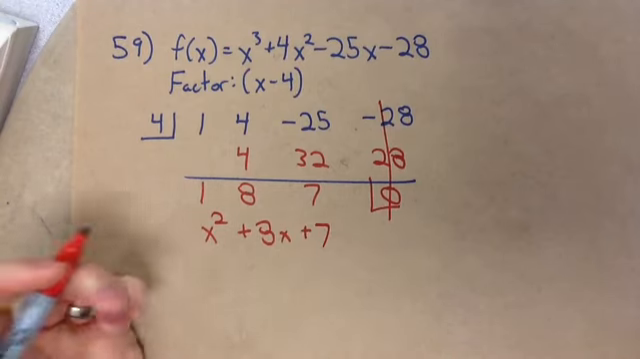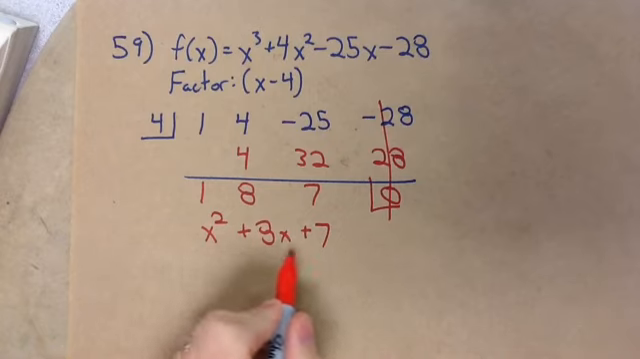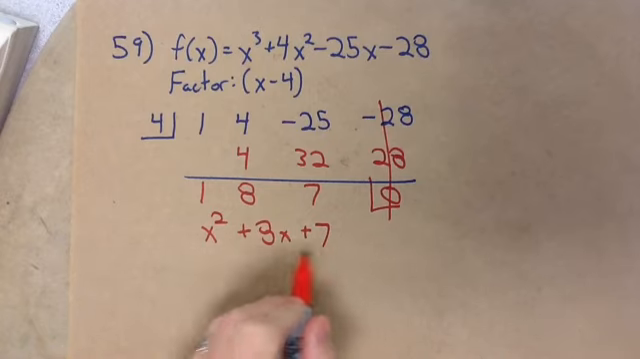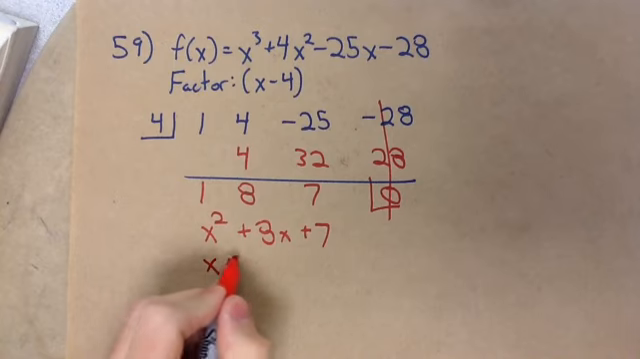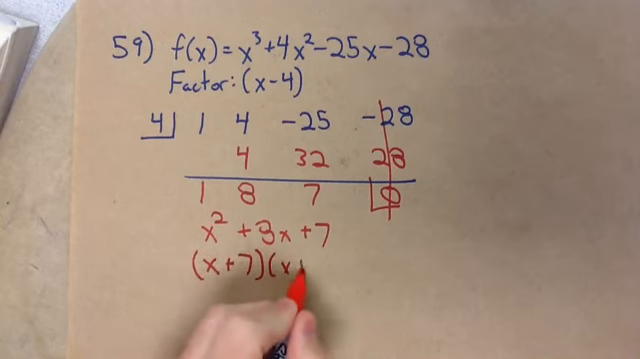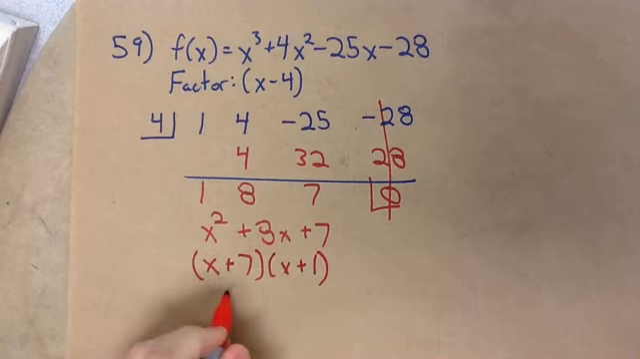Next part, find the remaining factors. Now I have x squared plus 8x plus 7. Factors of 7 that add to 8, that's going to be x plus 7, x plus 1. So my other two factors are x plus 7 and x plus 1.